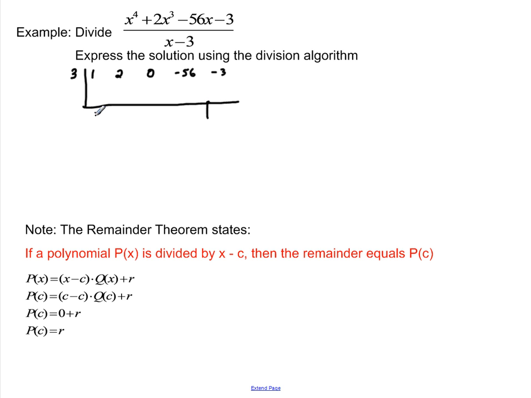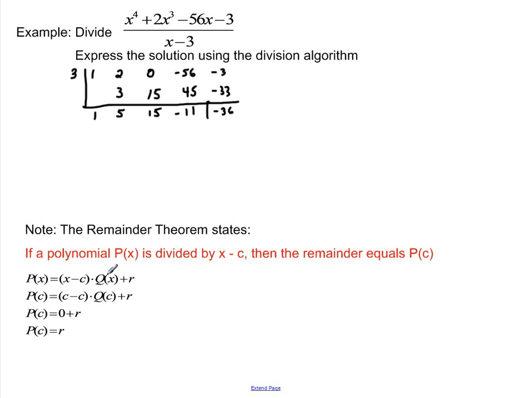Bring down the 1. Multiply by 3. Add down the column. Multiply by 3. Add down the column. Multiply by 3. Add down the column. That's negative 11 in this case. Multiply times 3, so we get negative 33. Add down the column, so we get negative 36. And what have we found?